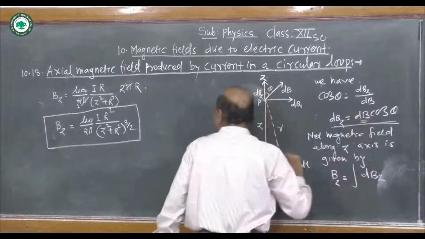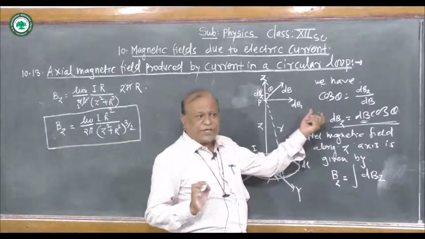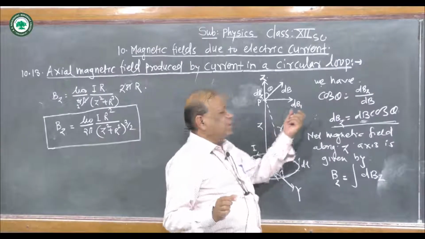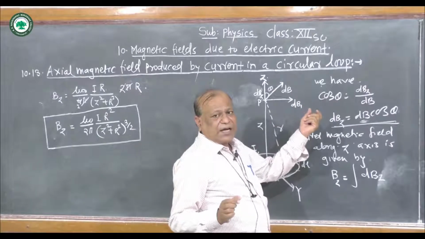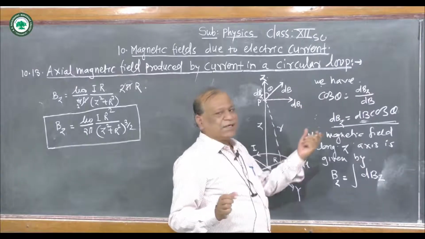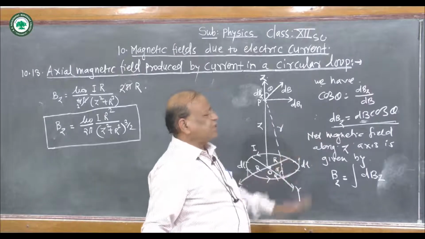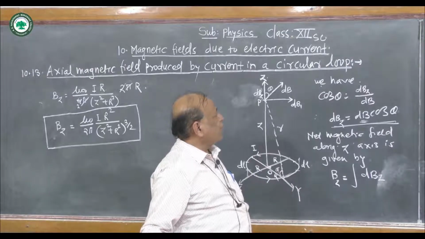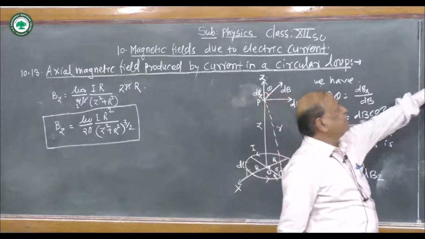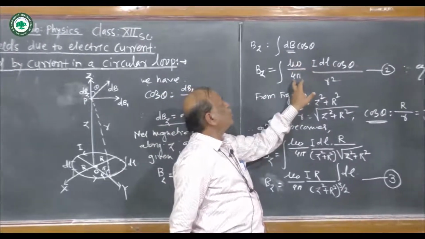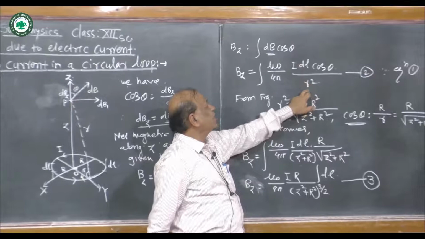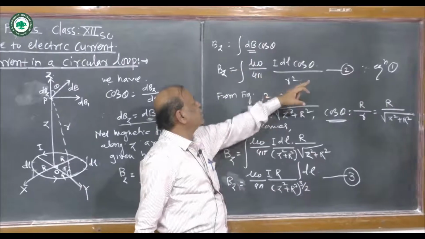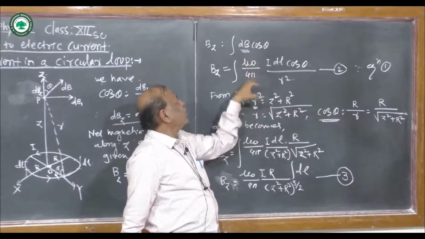And now this value of dB ordinarily we obtain from the Biot-Savart law, that is mu 0 upon 4 pi, that current length element IDL sin theta divided by r square. Now that theta is equal to 90 degree and sine 90 is 1, and then that value of this magnetic field dB is mu 0 upon 4 pi IDL upon r square into this cos theta. This value of dB is obtained from that equation 1, and that is from the Biot-Savart law.